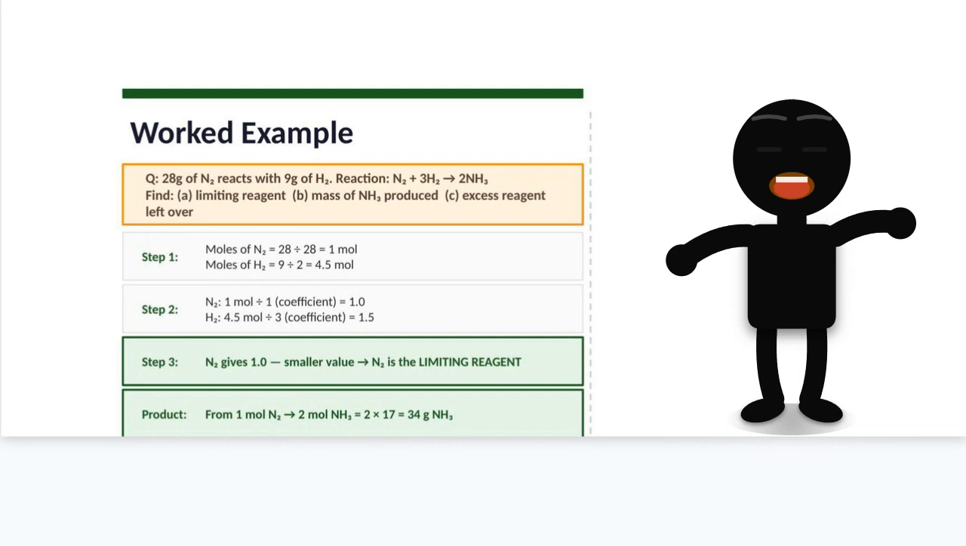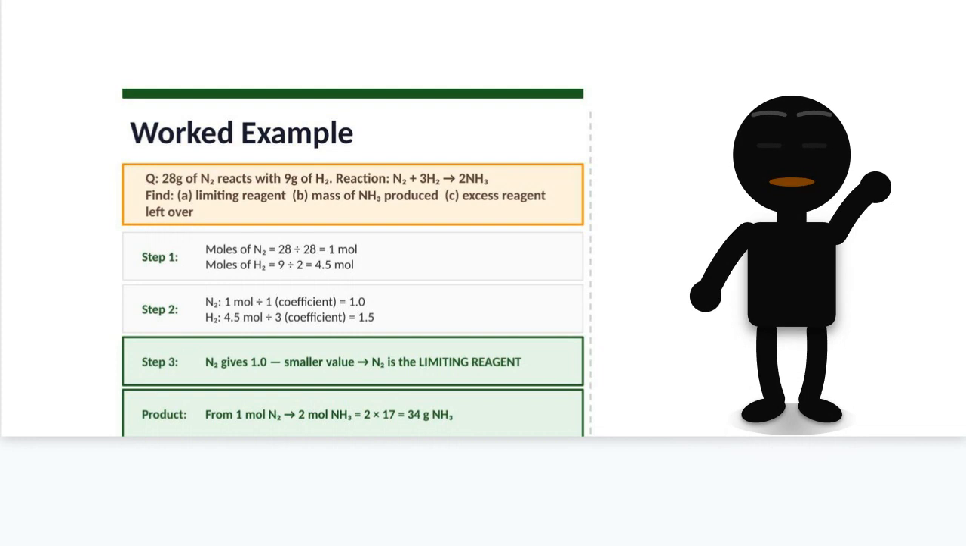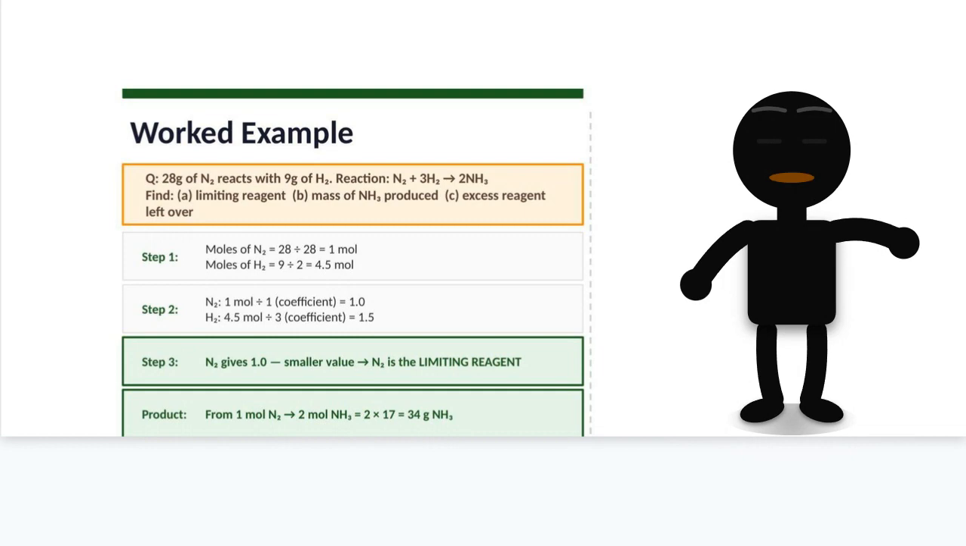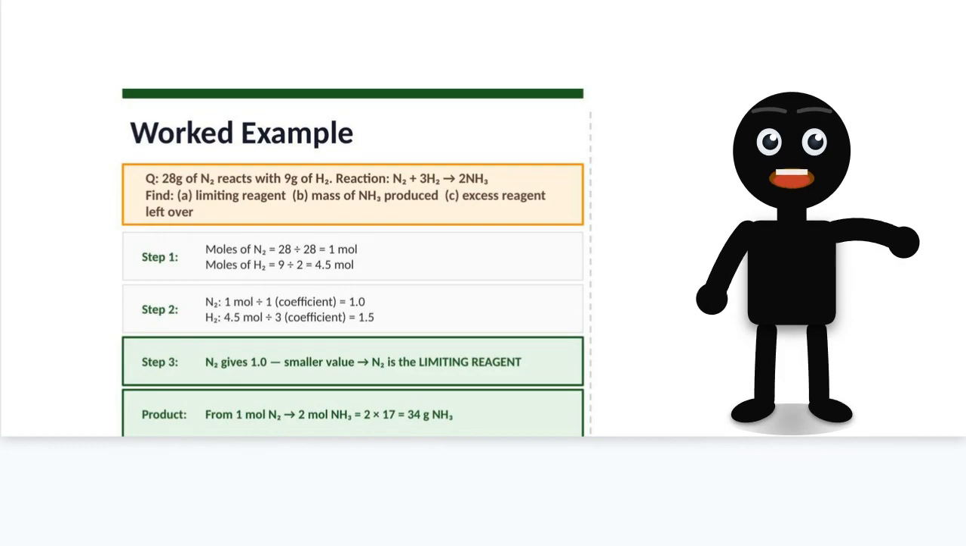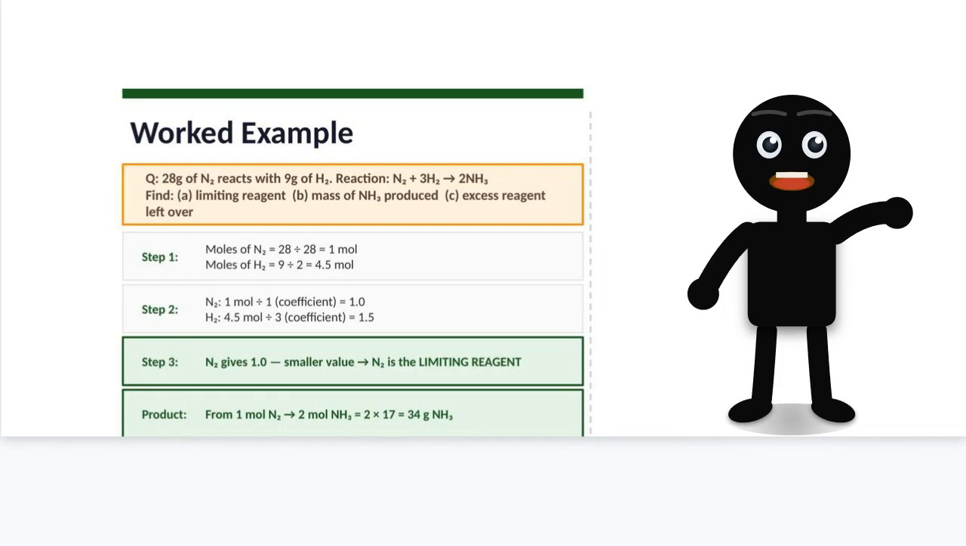Now calculate product from N2 only. The equation says 1 mole of N2 produces 2 moles of NH3. 2 moles of NH3 has mass 2 times 17, which is 34 grams. For the excess, the reaction needs 1 times 3 equals 3 moles of H2. We had 4.5 moles, so 1.5 moles of H2 is left over. That is 1.5 times 2 equals 3 grams of excess hydrogen. Practice this 3-step method until it is automatic.